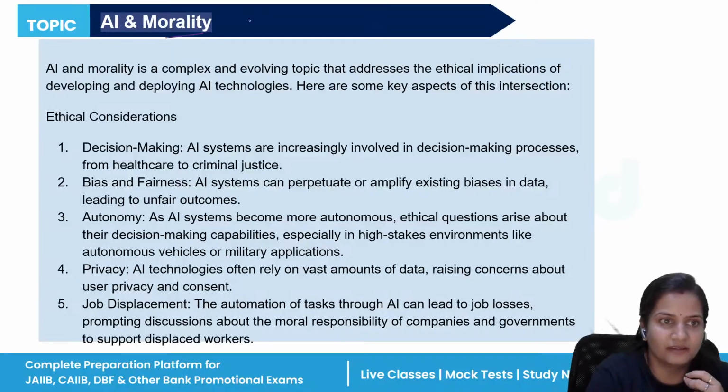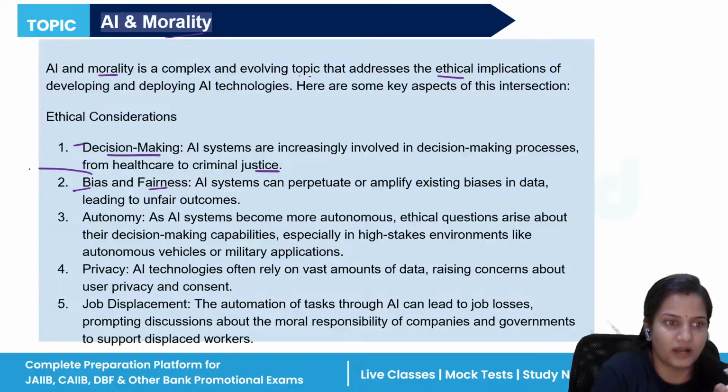What is AI and morality? AI and morality is a complex and evolving topic that covers the ethical implications of AI. It includes the decision making process from healthcare to criminal justice. It is bias and fairness. If you give biased data, the output will also be biased. If you give fair data, the outcome will be fair. Clear? So it can perpetuate or amplify the existing bias in data, leading to unfair outcomes.